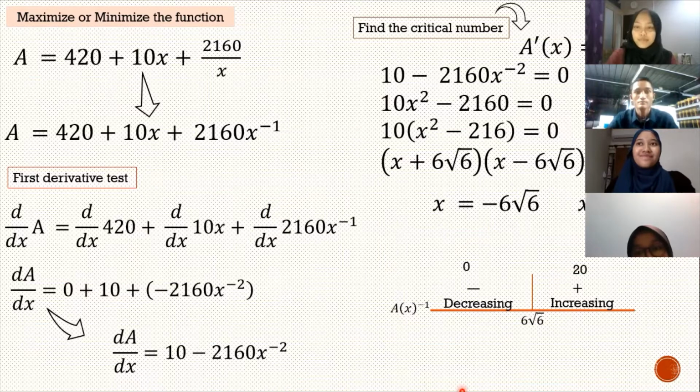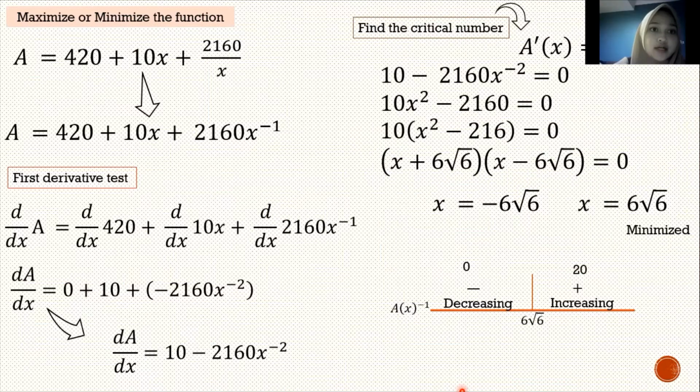Okay, next I will be explaining the next step. After we get the equation just now, we need to use the first derivative test in order to determine whether the critical number or the critical point is maximum, minimum, or neither. First things first, to make things simpler for us, we need to eliminate the fraction from the equation. Therefore, we bring up the denominator x and it becomes x to the power of -1. And then we can proceed to the first derivative test.